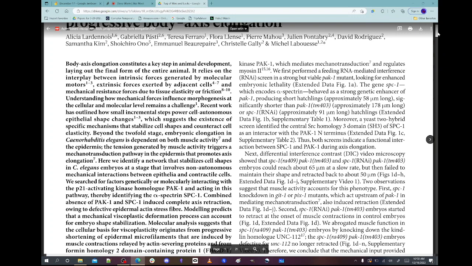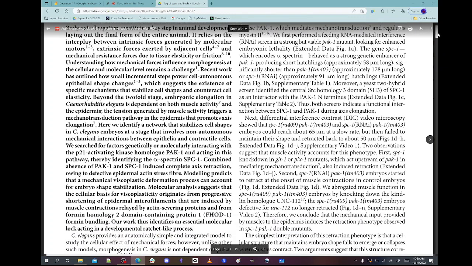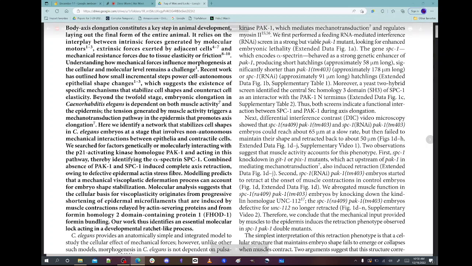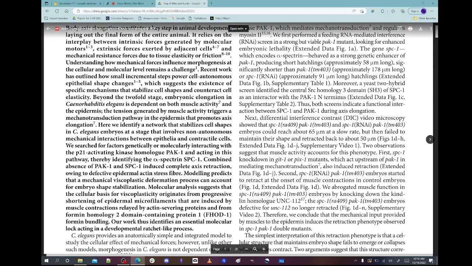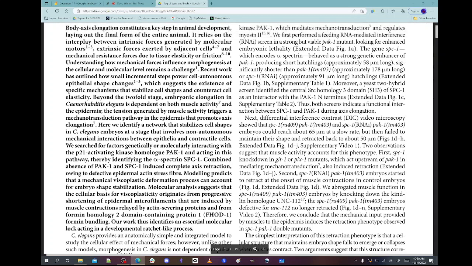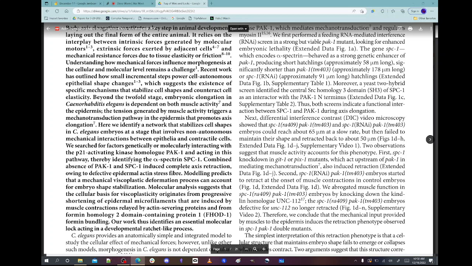Modeling predicts that a mechanical viscoplastic deformation process can account for embryo shape stabilization. Molecular analysis suggests that the cellular basis for viscoplasticity originates from progressive shortening of epidermal microfilaments that are induced by muscle contractions relayed by actin severing proteins, and from formin homology 2 domain containing protein 1, or FHOD1, formin bundling. Our work thus identifies an essential molecular lock acting in a developmental ratchet-like process.